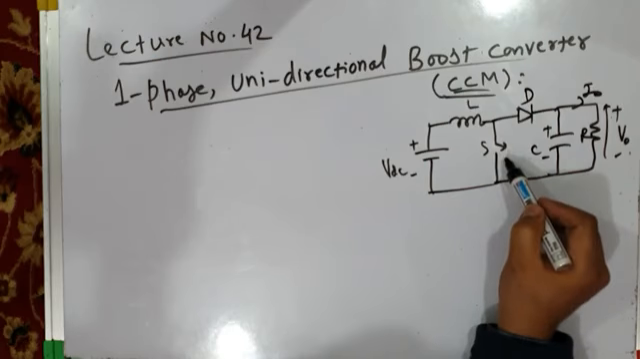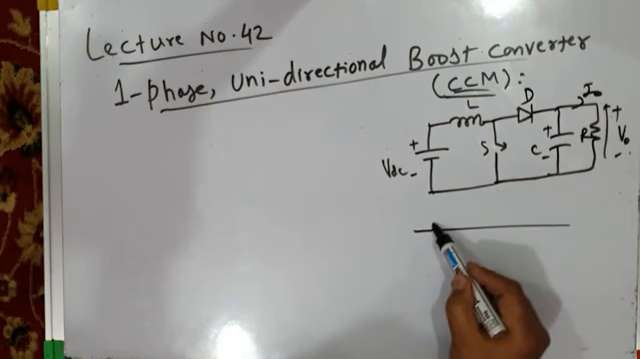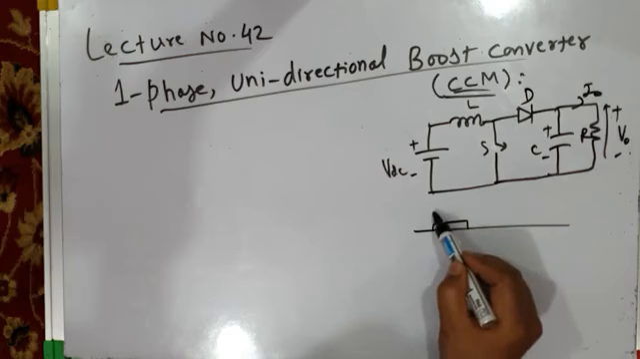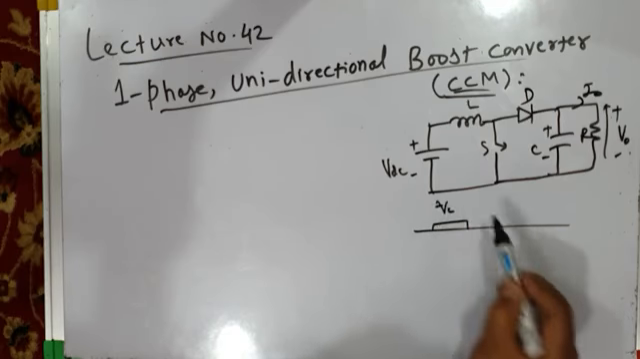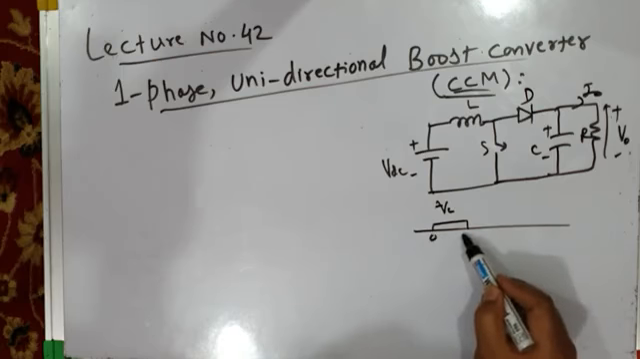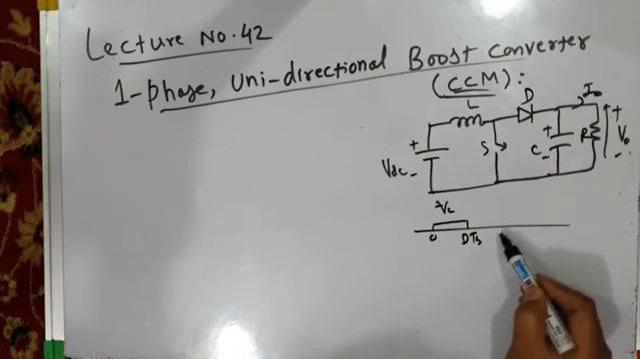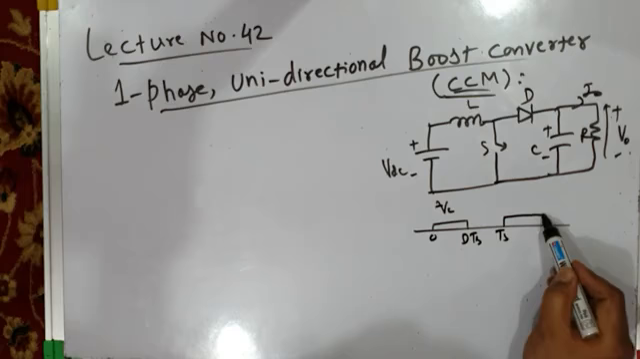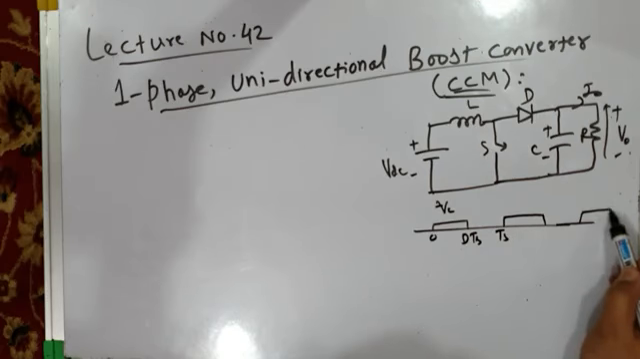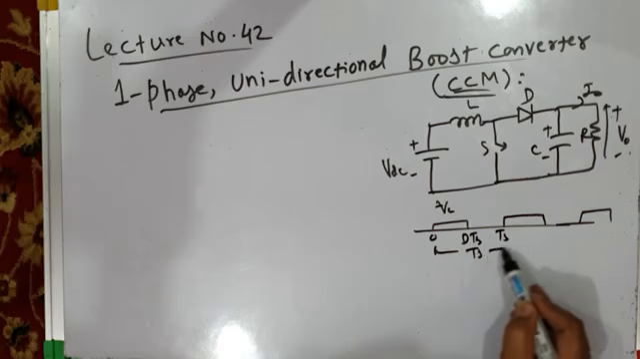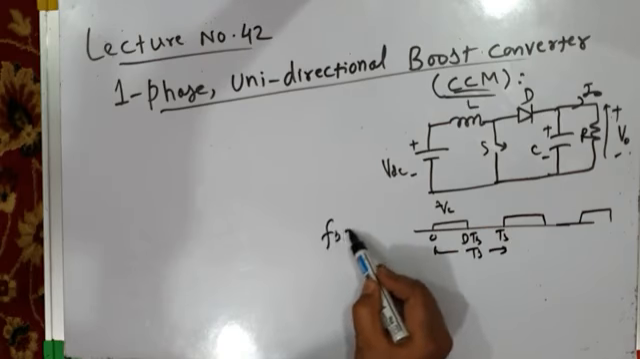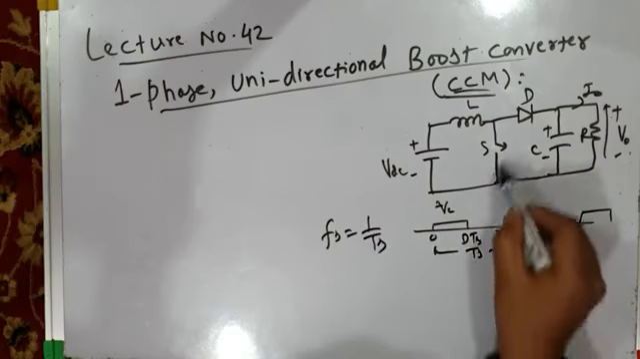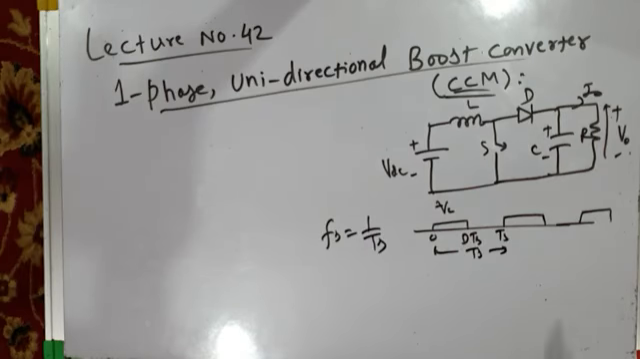The switch will have two states, on state and off state. If you see the control pulses, these are the control pulses for the switch, say control voltage VC. This is 0, dTs, where D is the duty ratio and Ts is the time period, and this is Ts. These are the control pulses. Total time period is Ts, and switching frequency of course will be 1 by Ts, and generally the switching frequency of this switch is of the order of kilohertz.